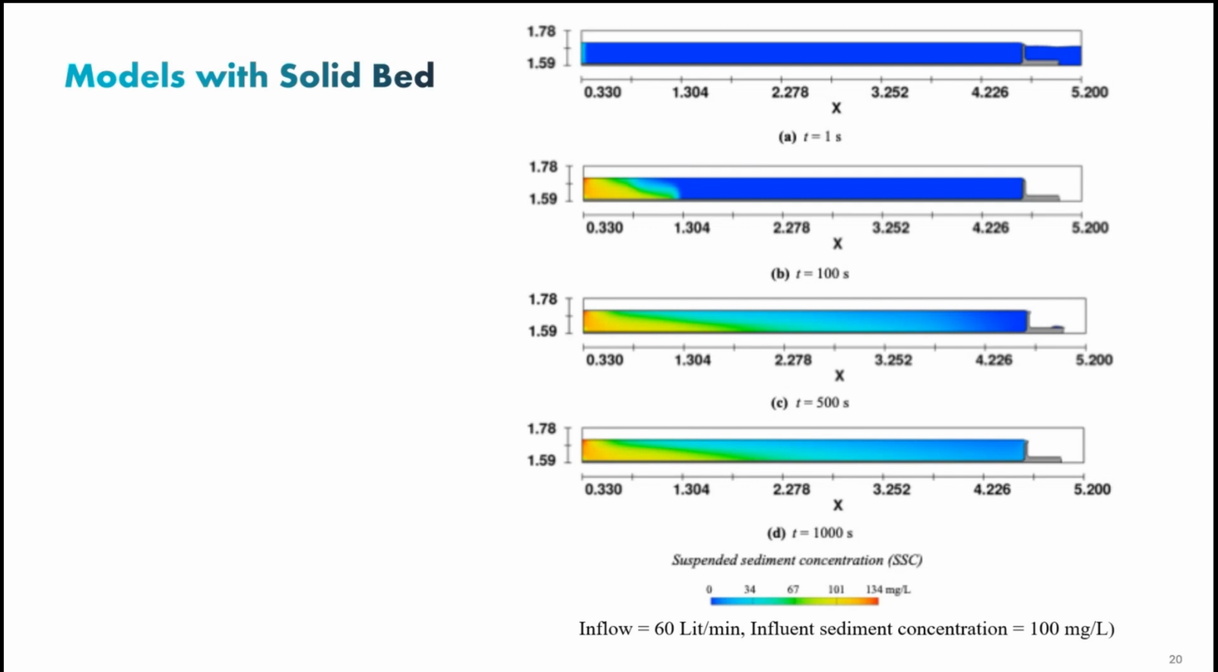So it's showing the top one, 1 second after starting the model, 100, 500, 1,000. Based on this experiment, this trial, we found that we have to run all the experiments for 1,000 seconds to make sure that we have a steady state scenario. Then we can compare inlet and outlet to come up with the percentage of removal. Next slide.